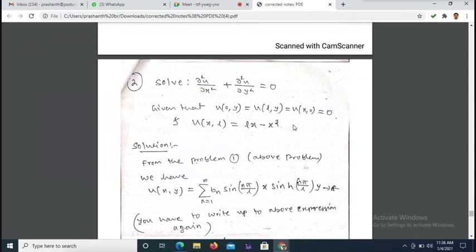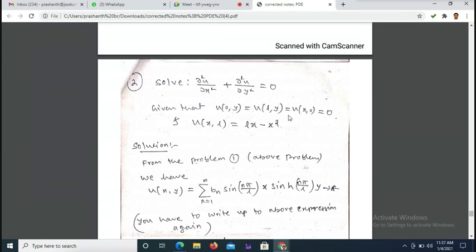Solve dou square u by dou x square plus dou square u by dou y square equal to 0, given that u of 0 comma y is u of L comma y, which is 0, u of x comma 0 is 0, u of x comma L is Lx minus x square. So our terms are the same as the previous problem.